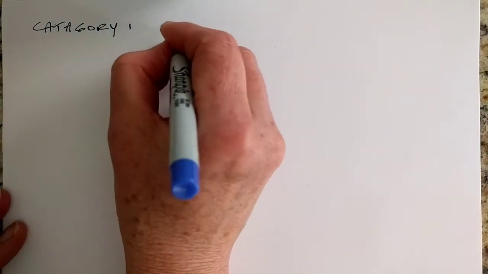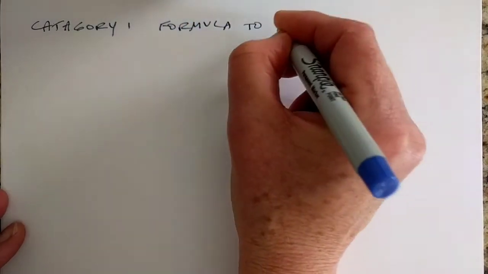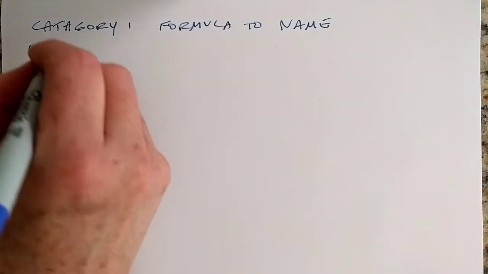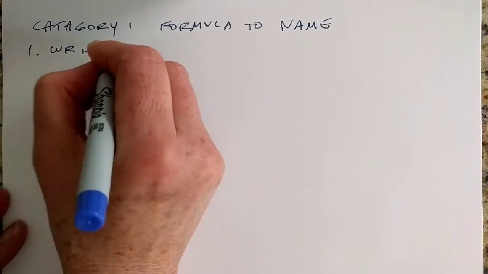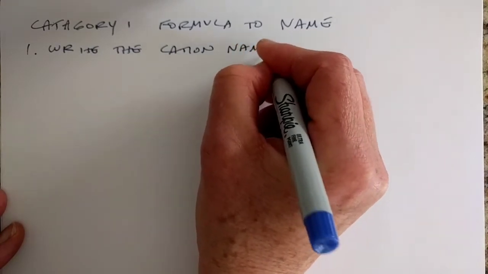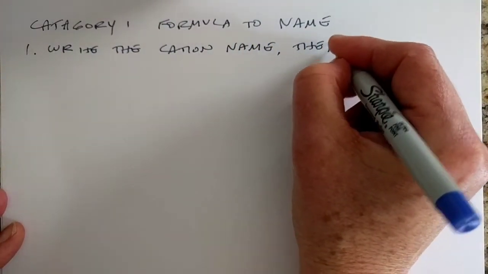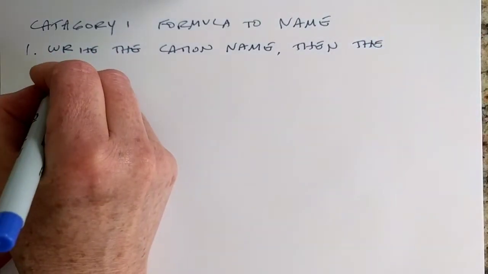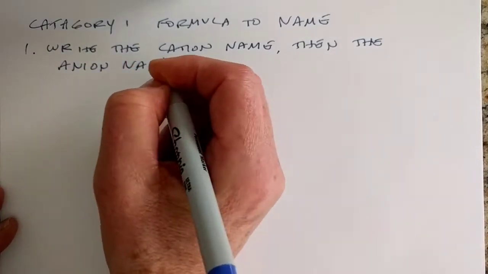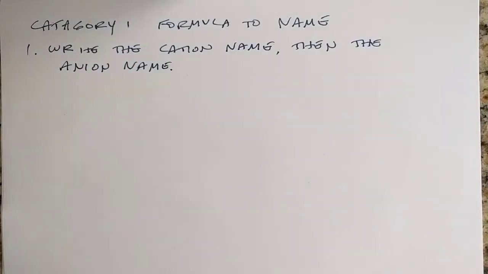All right, so we're going to do our category 1 formula to name. And this is the rule. We have one rule. Write the cation name, then the anion name. And that is it. So let's do an example.